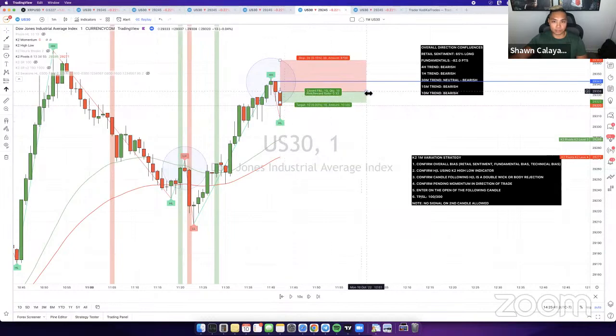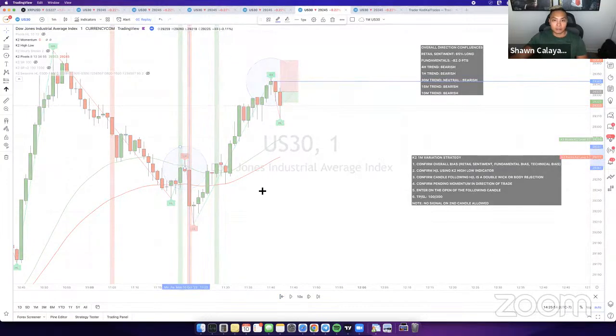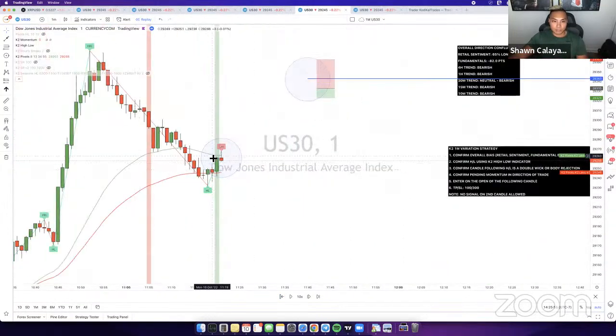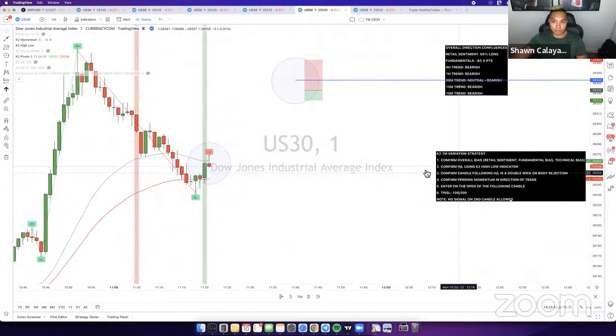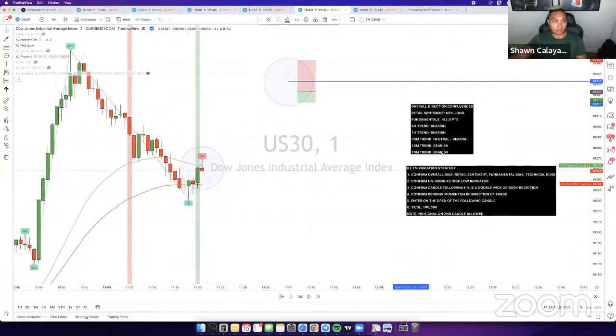So this is an example of a variation. Another example is right here. I'll just go back real quick. Pretty much the same setup. Confirm the overall bias. We're going to say it's bearish here. We can't say for sure because this was about 2 hours ago, so I don't know what the bias was back then, but I'm pretty sure it's still bearish. Confirm the high low. Again, there's a high here, low right here. Since you're looking for a sell, you only care about the high.